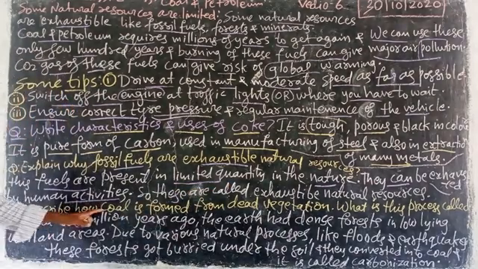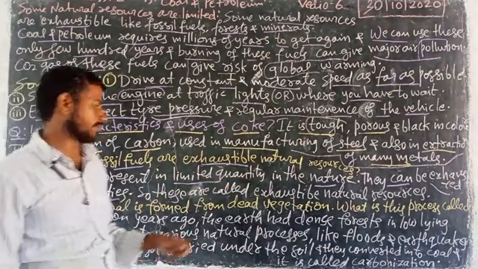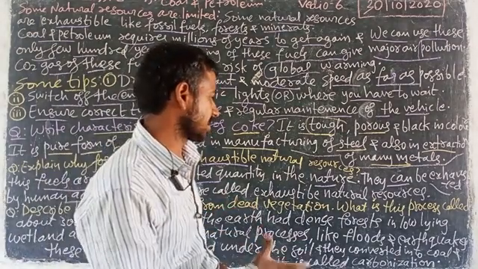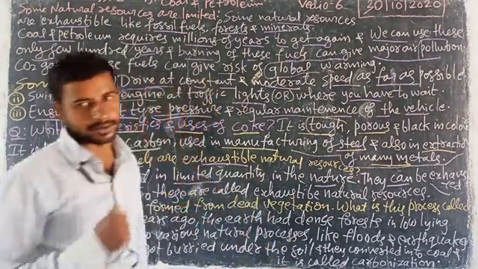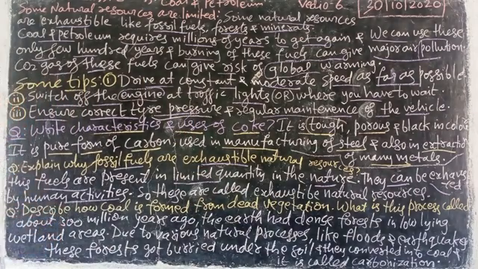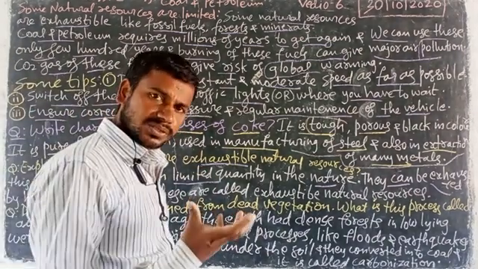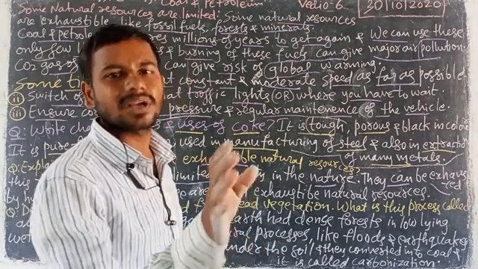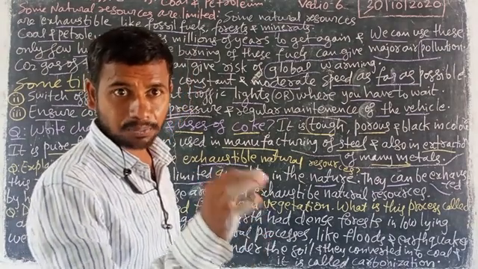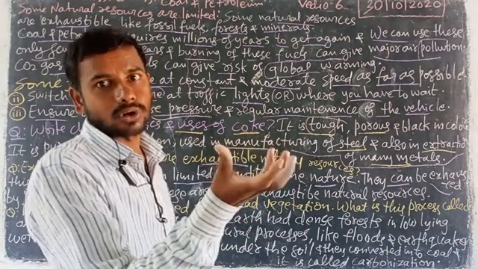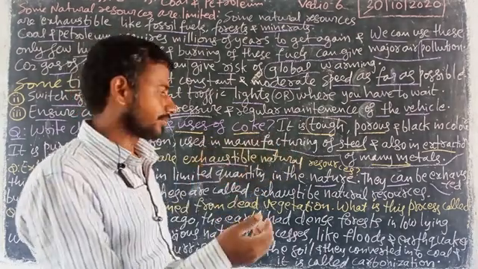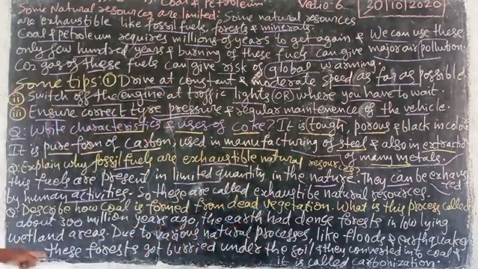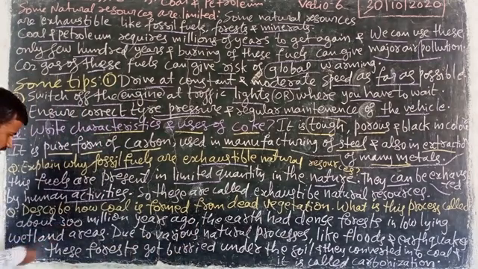Next, describe how coal is formed from dead vegetation. What is this process called? Coal is formed from dead vegetation, dead plants, whatever it may be. But what is the process of forming coal? Process name. Look here.